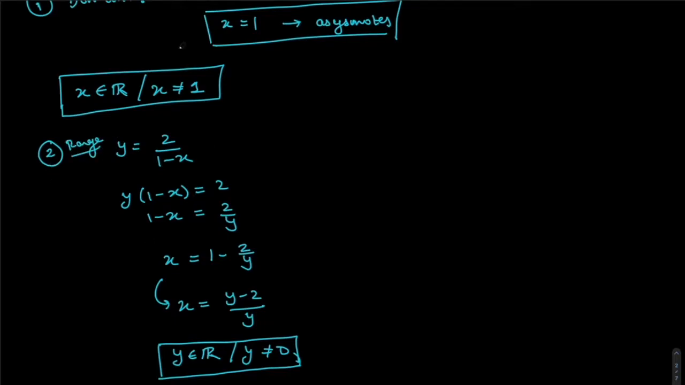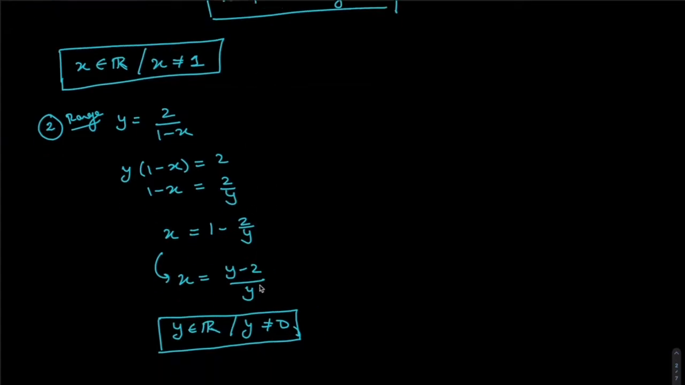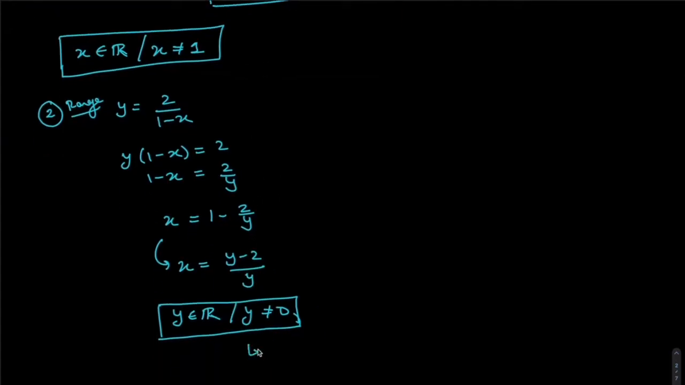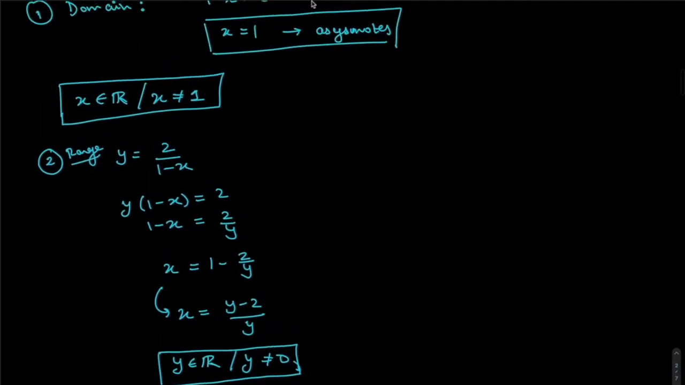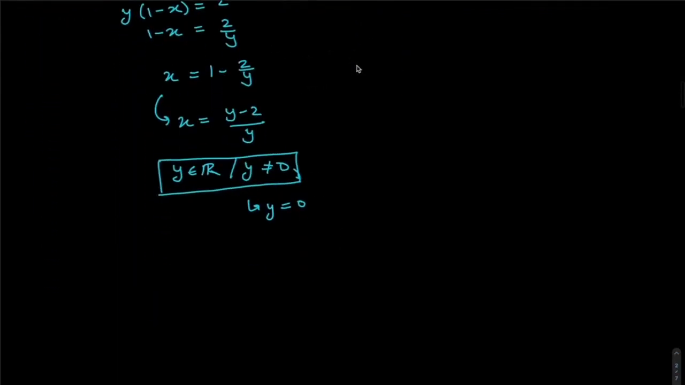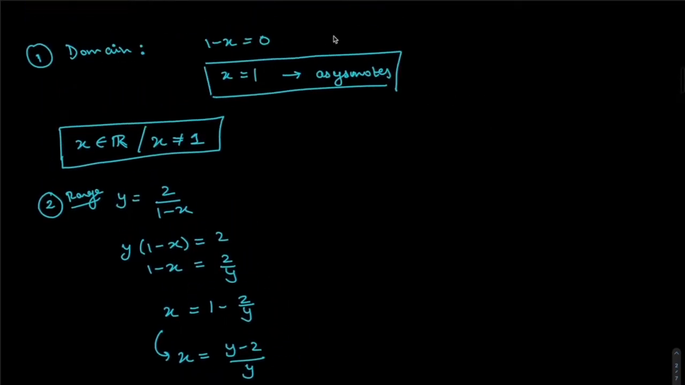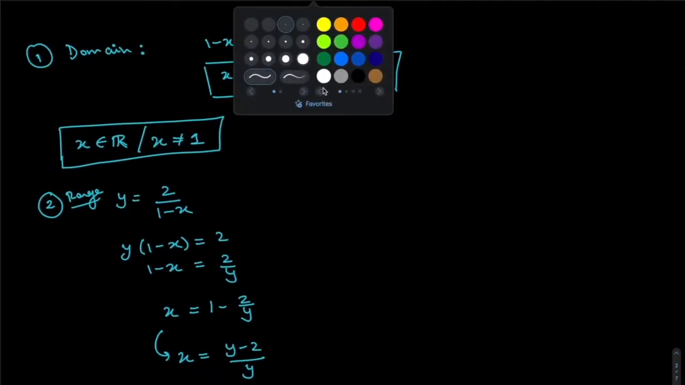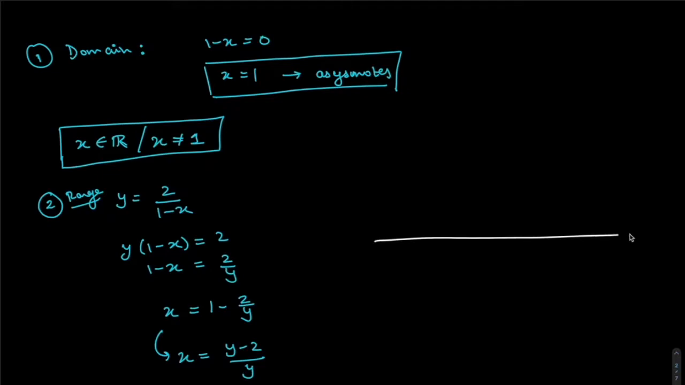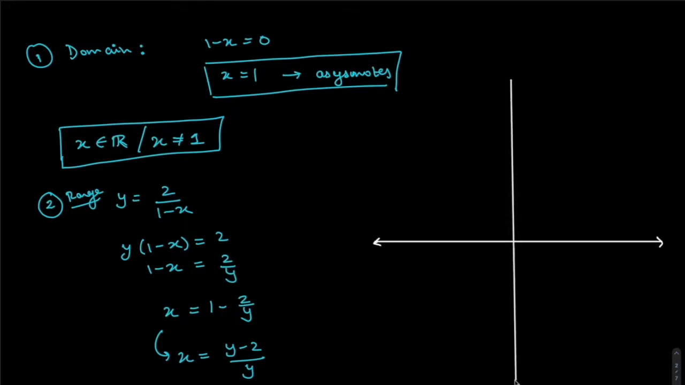All right, so now that we have found the domain and range, we can also call this the y asymptote. So y equal to 0 will be a dotted line as well. Now what we can do is start plotting the curve. So I'm going to plot it right here. I'll change the color and bring it white. So I draw my y-axis like this, and I'm going to draw my x-axis like this.